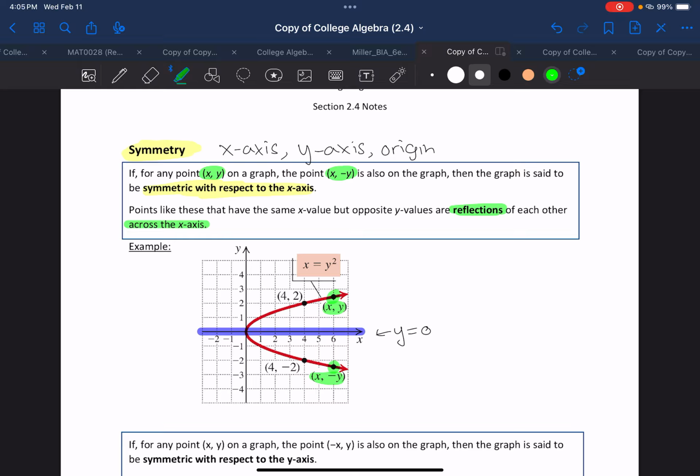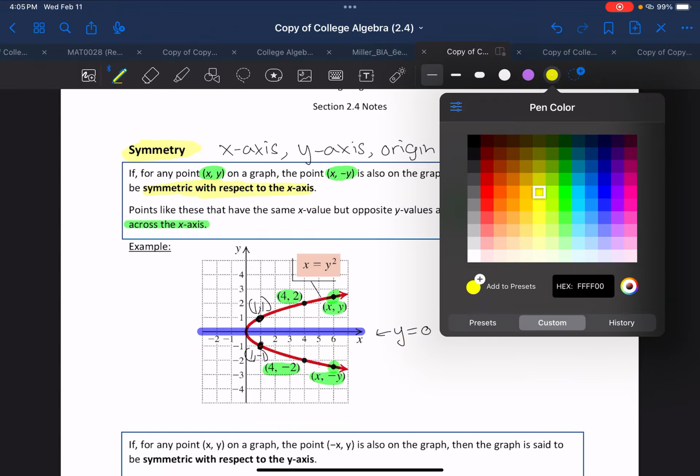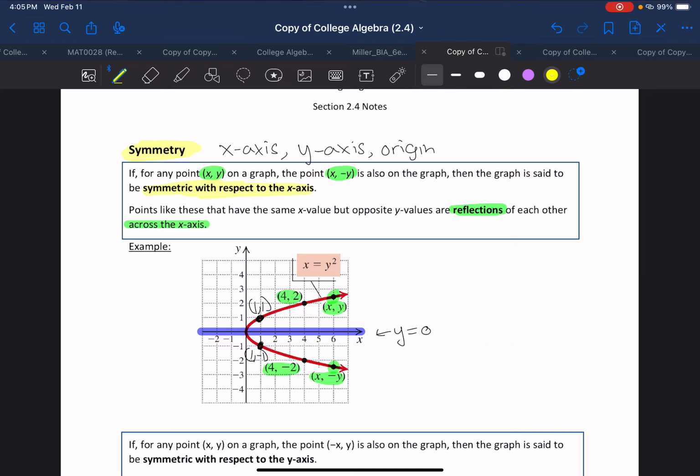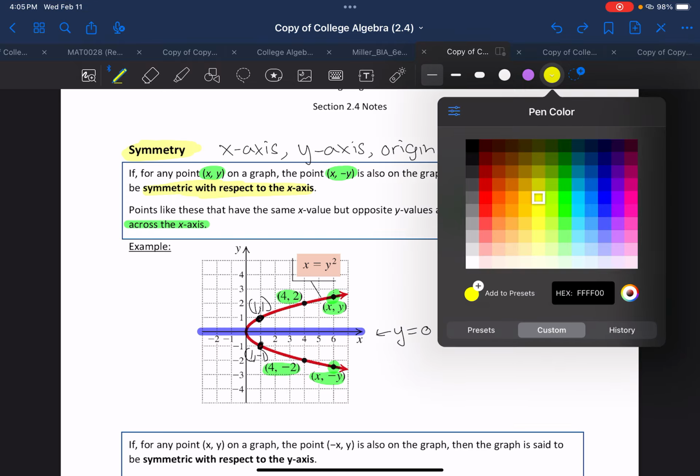Another example on this graph is it has the point (4, 2). And so there would also be a corresponding point (4, -2). And every single point would have this property. If I picked any point on this parabola, like this one here is (1, 1), and then there's a point down here which is (1, -1). And of course, if I fold that top piece of that graph above the x-axis over the x-axis, it would coincide with the piece below the x-axis.